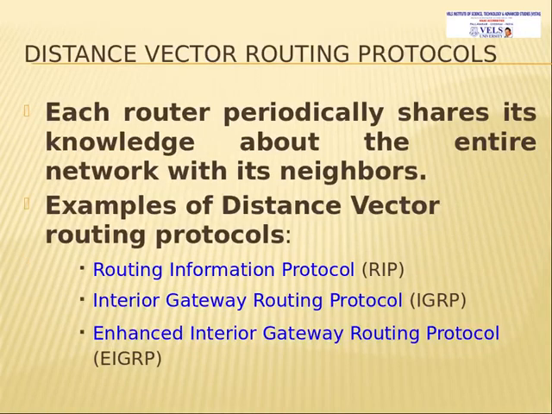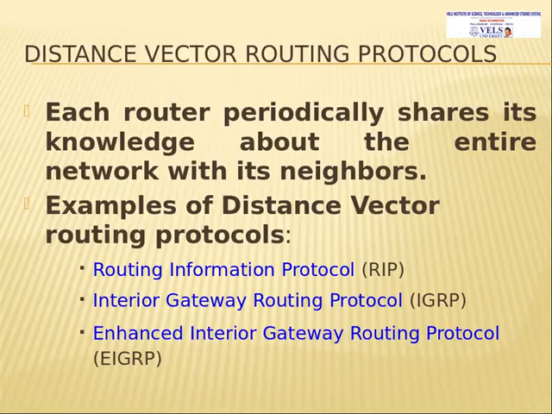So the distance vector routing protocol is the first one. Each router periodically shares its knowledge about the entire network with its neighbor. For example, every 30 seconds or every 40 seconds, each router will share its knowledge about the entire network with only that neighbor. The examples for the distance vector routing protocol are Routing Information Protocol, IGRP and EIGRP. These are the main three examples of distance vector routing protocol.